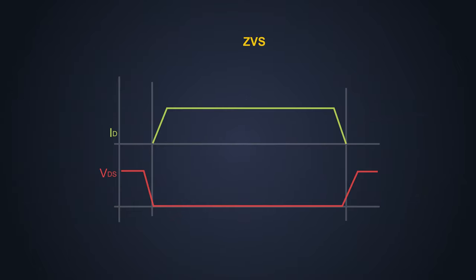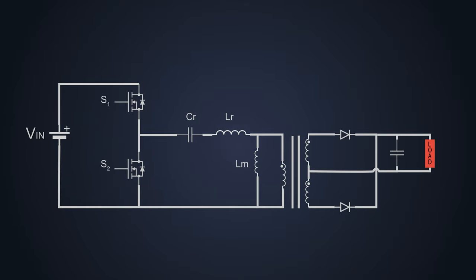In ZVS, the voltage across the switching element must go to zero before it turns on. Take a MOSFET as an example. There should be a flow of current in the circuit to completely discharge the MOSFET output capacitor energy before the MOSFET is turned on. And that's how we can achieve zero voltage switching, because the MOSFET parasitic capacitance takes quite some time to discharge.